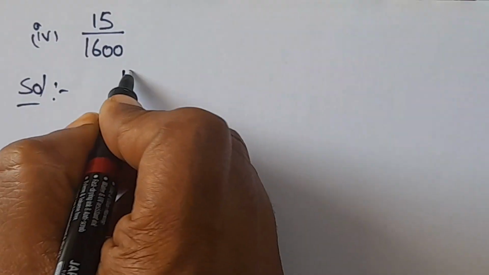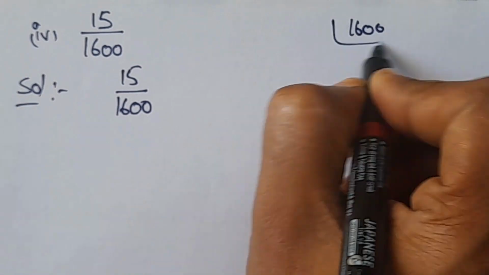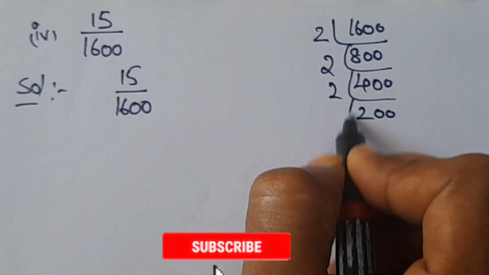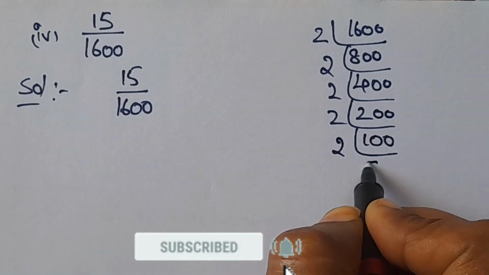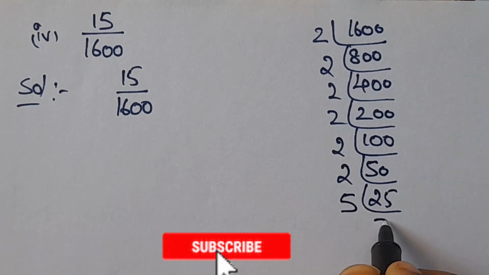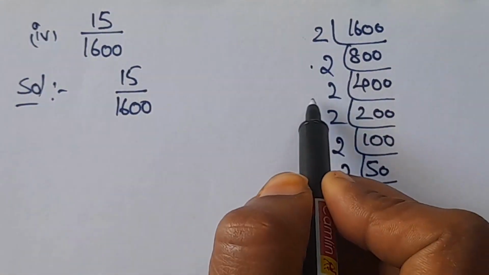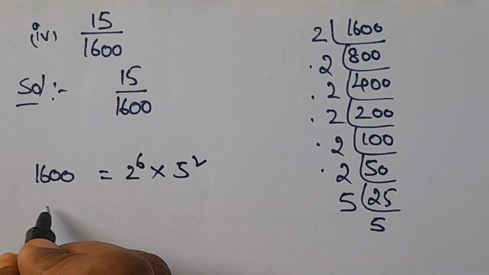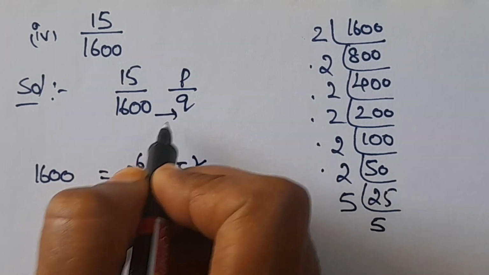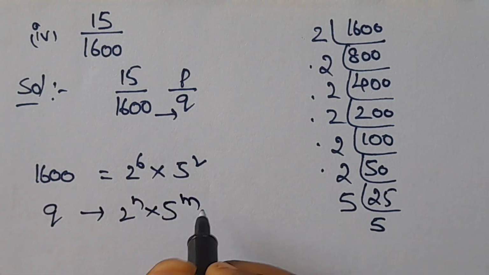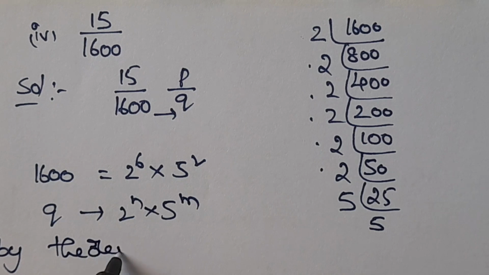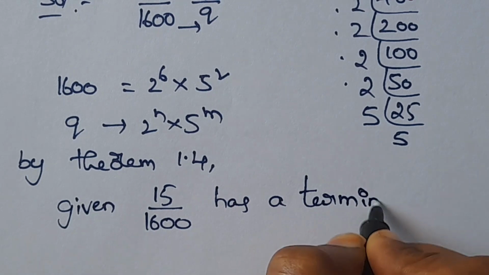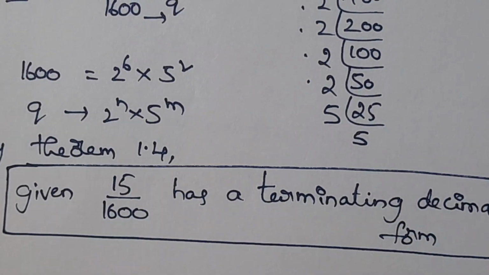Next bit, fourth one, 15/1600. Solution: how to find the factorization of 1600. 2 800s are, 2 400s are, 2 200s are, 2 100s are, 2 50s are, 2 25s are, 5 5s are. We write 1600 as 2 power 6 into 5 power 2. The given rational number is in the form of p by q, and the denominator q is of the form 2 power n into 5 power m. It's clear that by Theorem 1.4 the given rational number 15/1600 has a terminating decimal form.